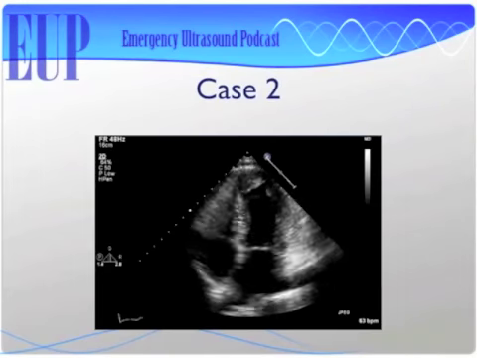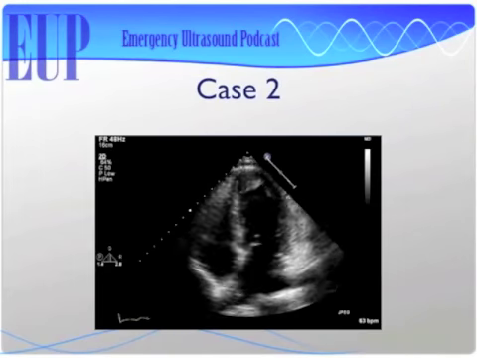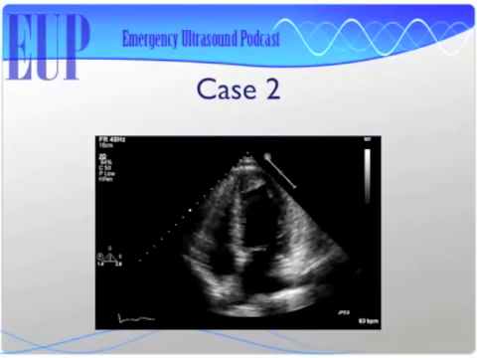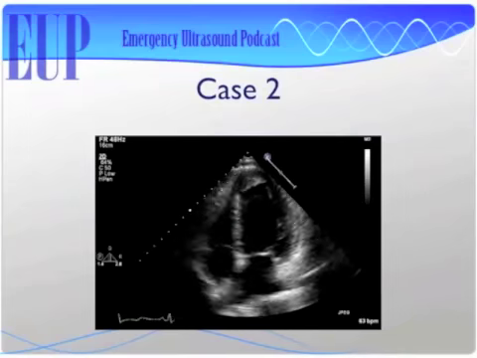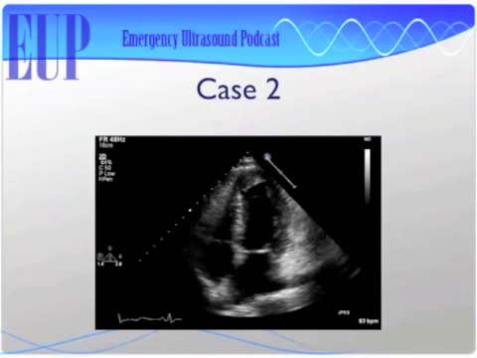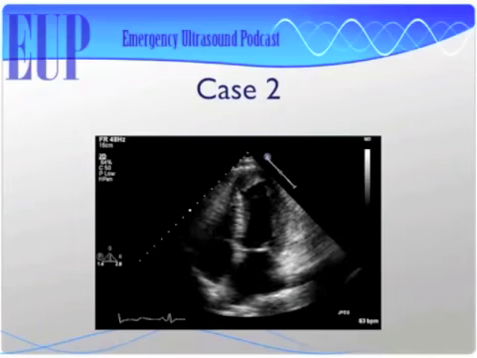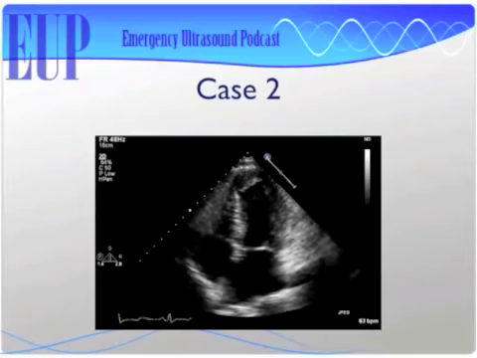All right, case 2. What window are we looking at here, Matt? Looks like an apical 4-chamber. Awesome. So this is an apical 4-chamber window, and this is obtained by putting the probe at the point of maximal impulse. And what would you say about the function here, my friend?